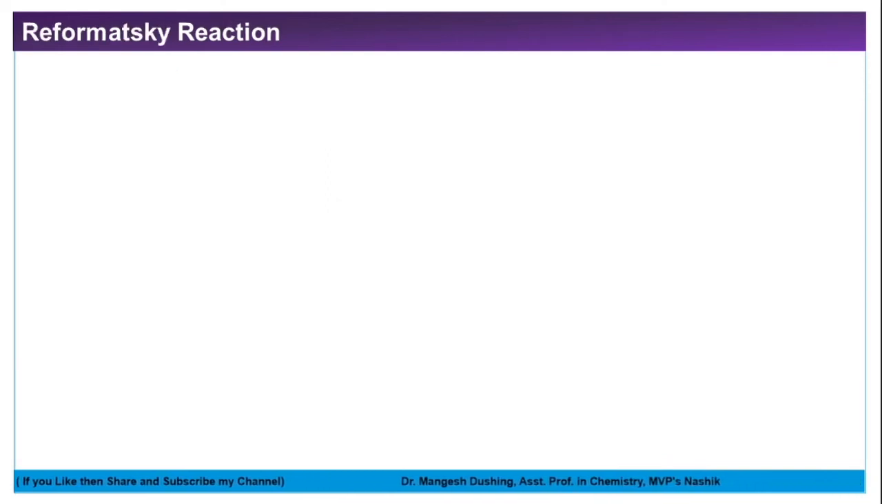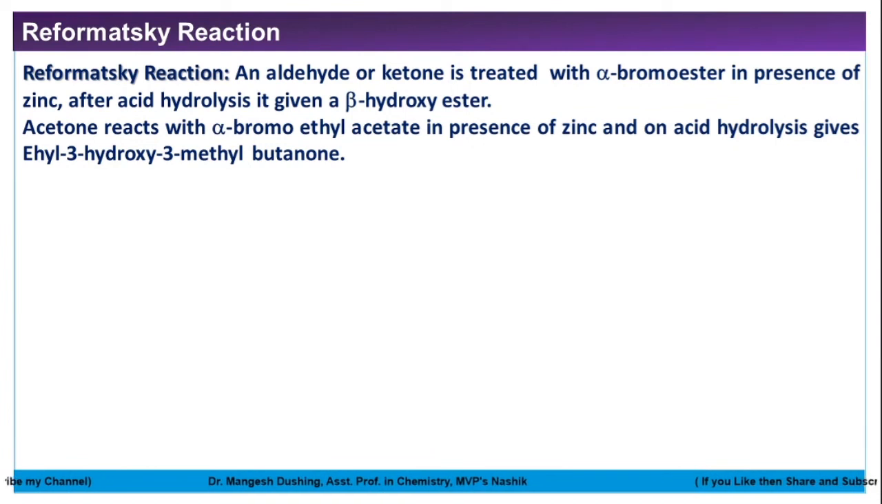Now the next reaction, that is Reformatsky reaction. So what is Reformatsky reaction? If an aldehyde or ketone is treated with alpha bromoester in presence of zinc, after acid hydrolysis it gives a beta hydroxy ester. This reaction is called Reformatsky reaction.